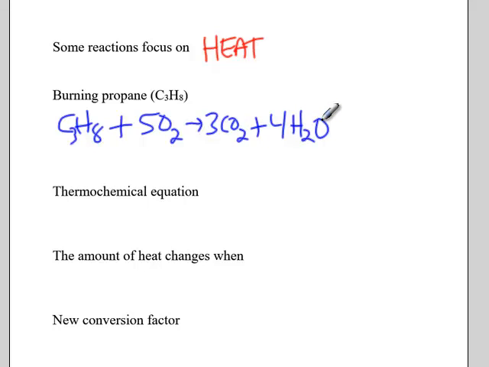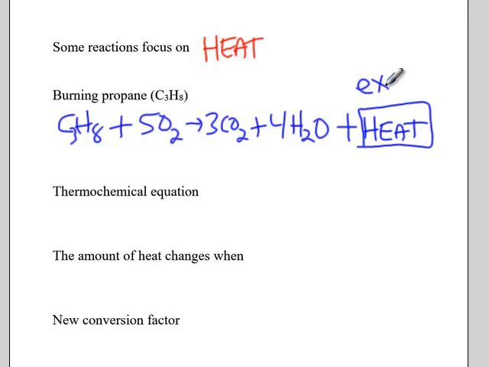Most likely the reason people are burning propane is not to produce carbon dioxide or water. Propane tanks are used to produce heat. So we could say that heat is another product, even though it's not a chemical. And this heat being released means we have an exothermic reaction. We've talked about endothermic and exothermic reactions previously.